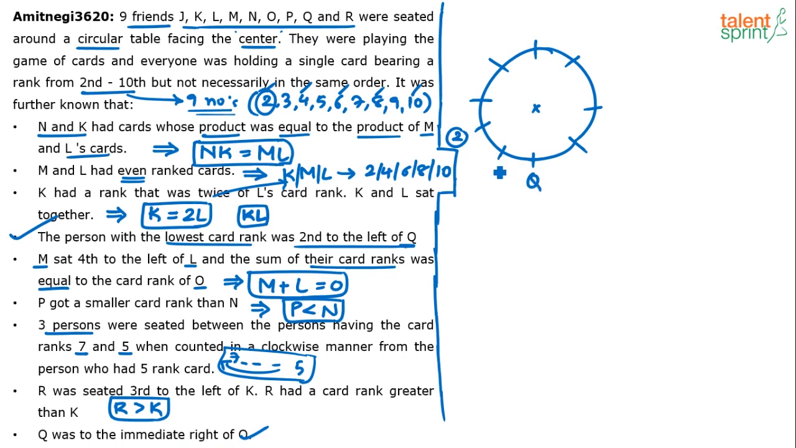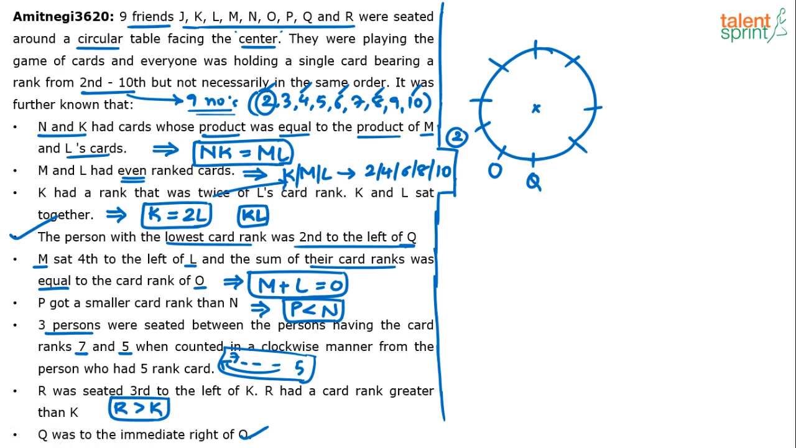So what is immediate left of Q? Immediate left of Q is this. So this will be O. You can verify now. You see Q was to the immediate right of O. From O, if I go in the anti-clockwise direction, I get immediately Q. O and then Q. So this point also is done. 2 points have been used already. Out of the 9 clues given, 2 clues have been used.